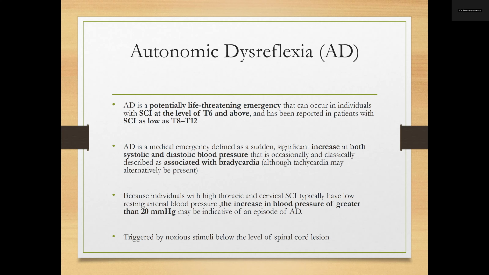Because spinal cord injured survivors, especially high thoracic or cervical spinal cord injured patients, usually have low resting arterial blood pressure. So please keep in mind, their blood pressure is always less than 100 for the systolic, and diastolic can be less than 90 or even 60 to 80. So any increase in blood pressure, the diastolic or even the systolic, greater than 20 mmHg, can be indicative of an episode of AD.